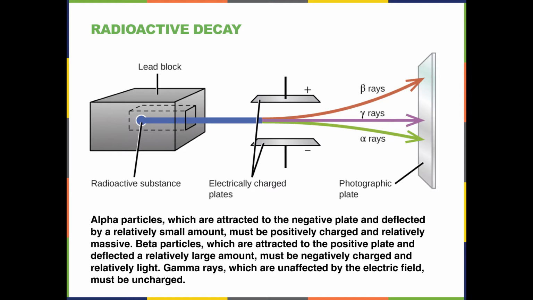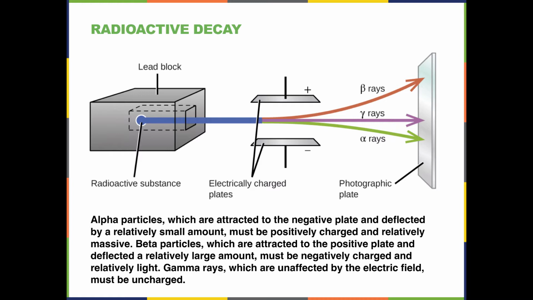Alpha particles, which are attracted to a negative plate because they're made up of 2 protons and 2 neutrons, can be deflected by a small amount of negative charge. So alpha particles, which are attracted to a negative plate and deflected by a relatively small amount, must be positively charged and relatively massive because they're only changed a little bit. Beta particles, on the other hand, which are attracted by this positive plate, are deflected to a greater degree because they're negatively charged but relatively light.